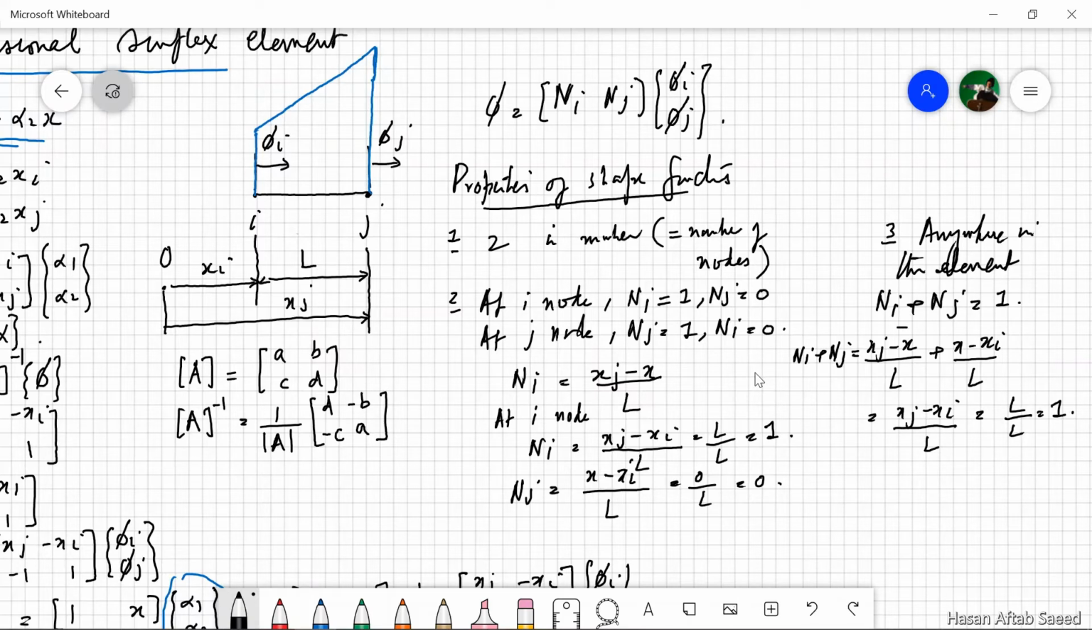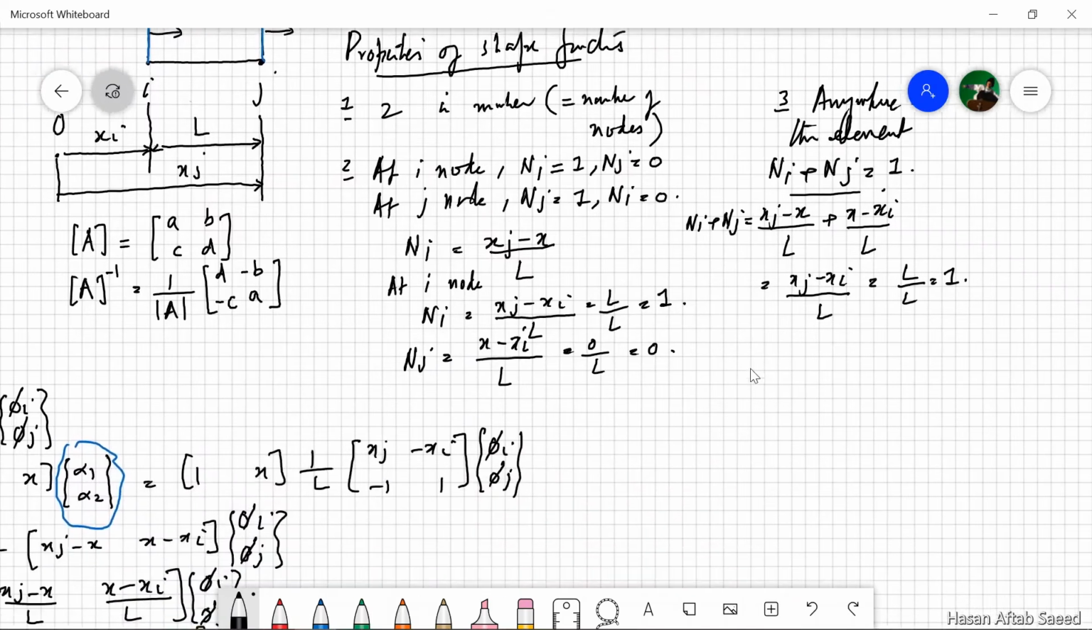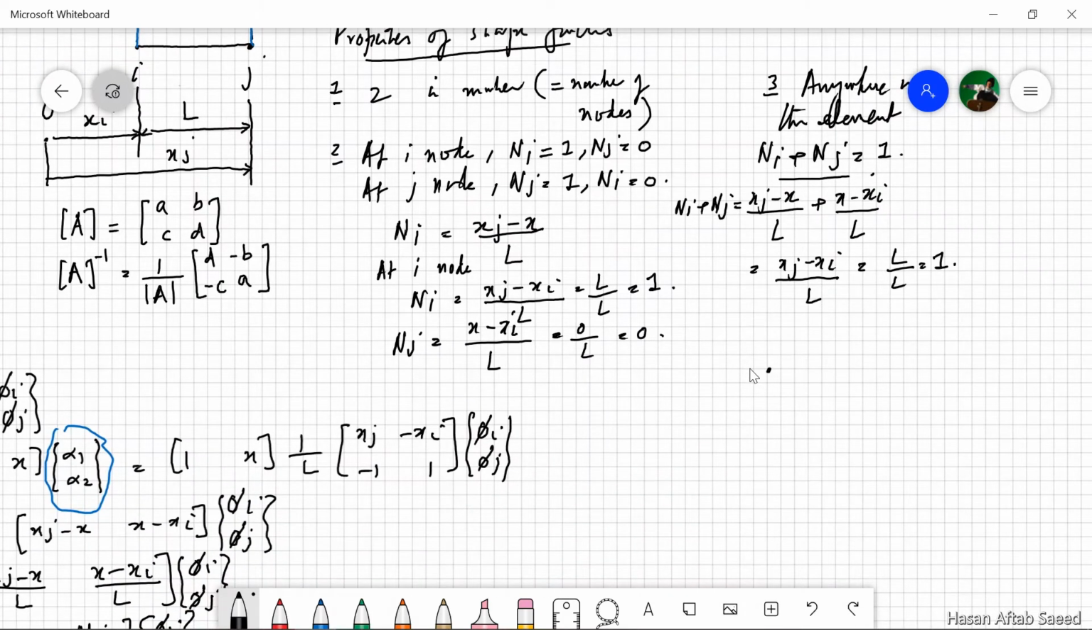So we have again proved this. If this is the element, all these three properties tell us that ni is equal to 1 at node i, whereas ni is equal to 0 at node j. Similarly, at node j, nj is equal to 1, whereas at node i, nj is equal to 0.